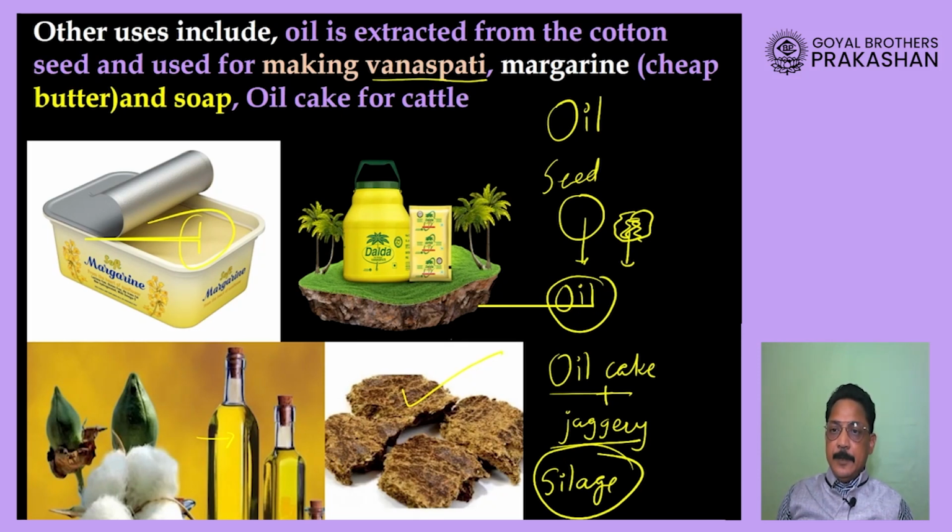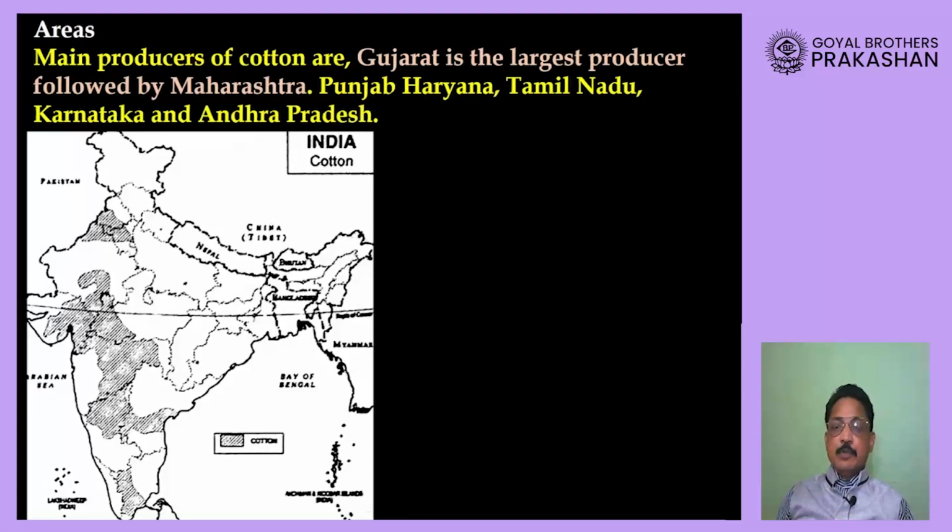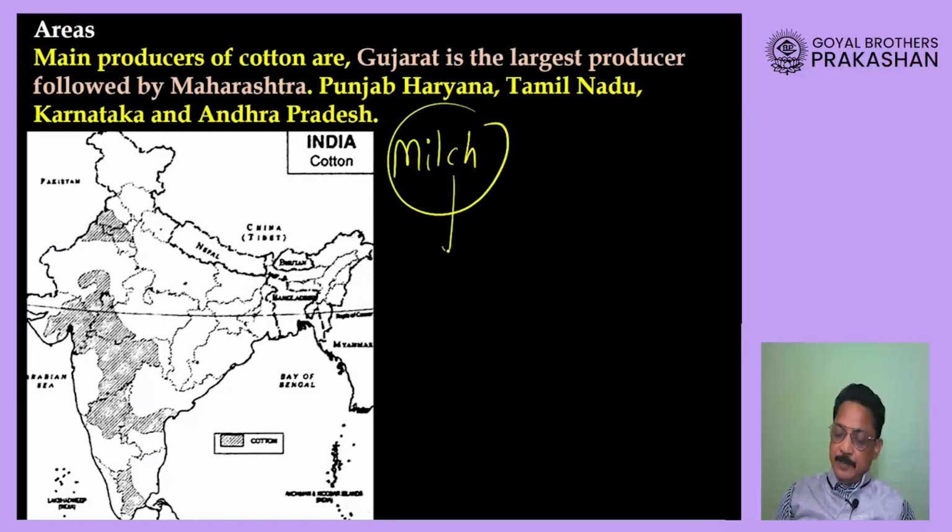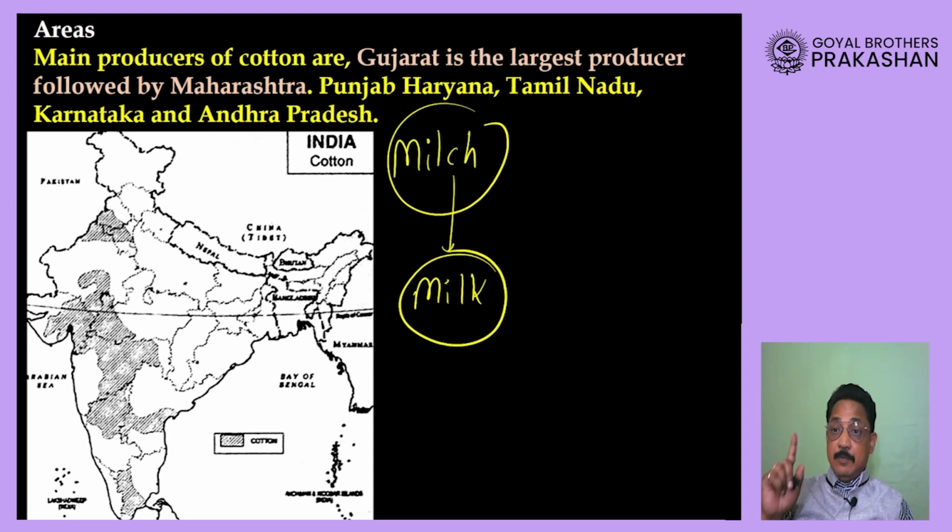It is a very rich source of protein and it is excellent for milch animals. Milch animals means the animals which give you milk. So milch animals are fed with the silage and therefore the milk production increases. This silage has one more important characteristic. It is very tasty also. So milch animals become very healthy and they like to eat it because of its taste.